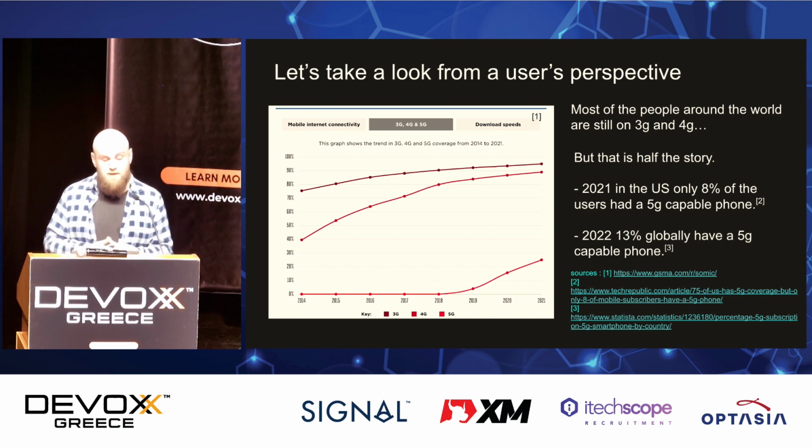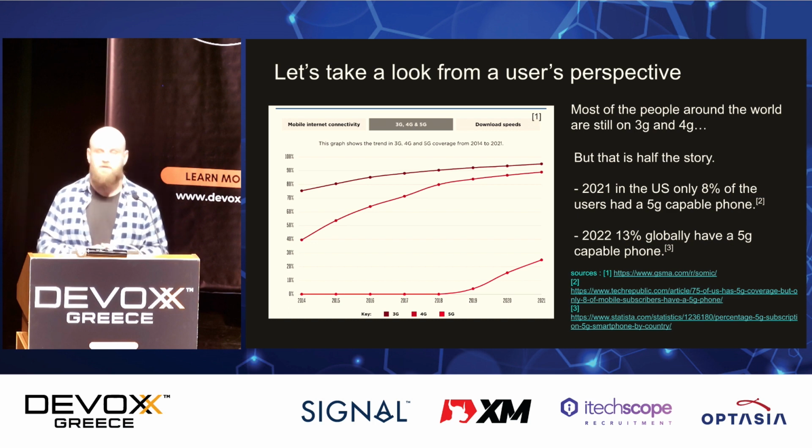In 2021, just about 8% of the population had a 5G capable phone. In 2022, that number rose to 13% globally. So let's not assume equal access to the internet for everyone.